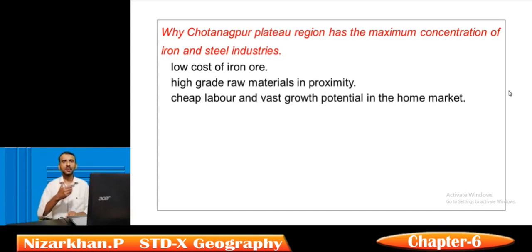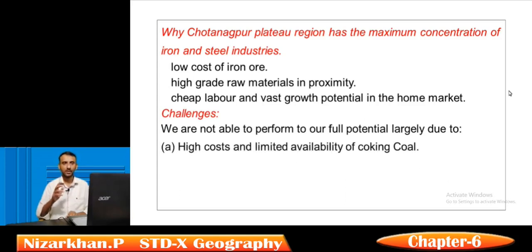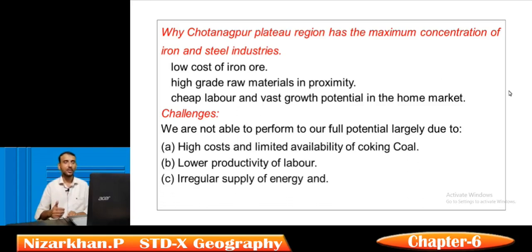And what are the problems faced by the iron and steel industry? We are not able to perform to our full potential largely due to the high cost and limited availability of coking coal, lower productivity of labor, irregular supply of energy, and poor infrastructure. Because of these 4 reasons, we are not able to perform to our full potential.